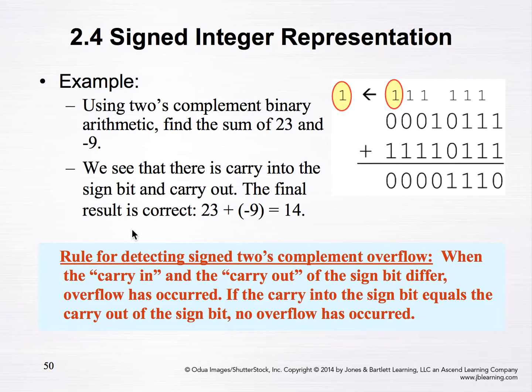Okay, so here's the rule for detecting two's complement overflow. When the carry into and the carry out of the sign bit differ, overflow has occurred. If the carry into the sign bit equals the carry out of the sign bit, no overflow has occurred. So it means the result in this case is the correct answer.